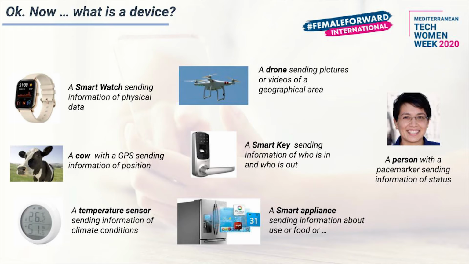And obviously, all the smart appliances that we have at home can be devices because this kind of machines are able to send us information about food consumed, temperature, use, electric consumption, etc. So it's very important that when you are thinking in an IoT solution, you are thinking in a lot of devices, not only the mechanical devices that are usually thought of like sensors, but even animals, persons, smart appliances, drones, etc. In fact, anything in any moment can be used like a device.